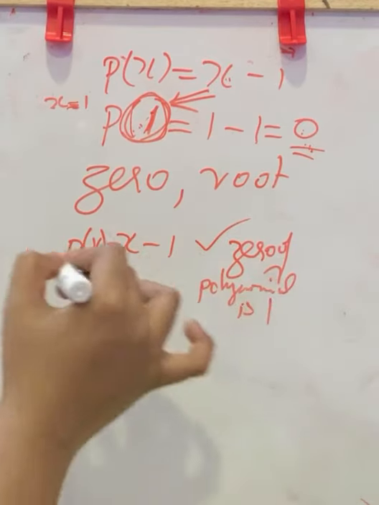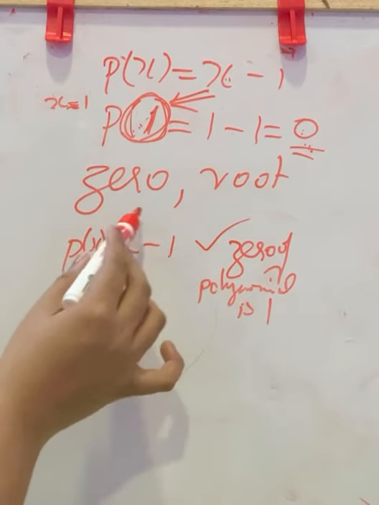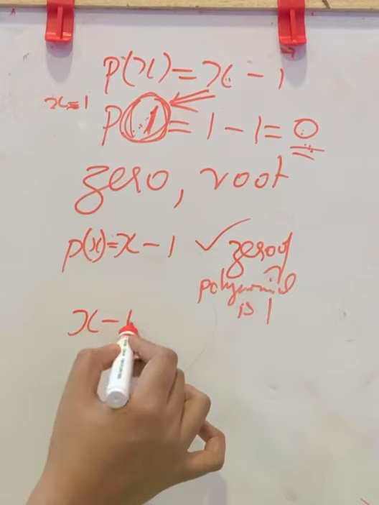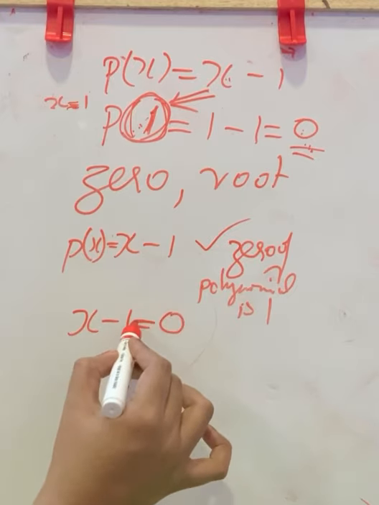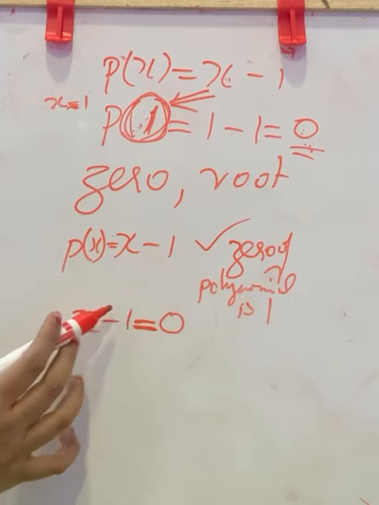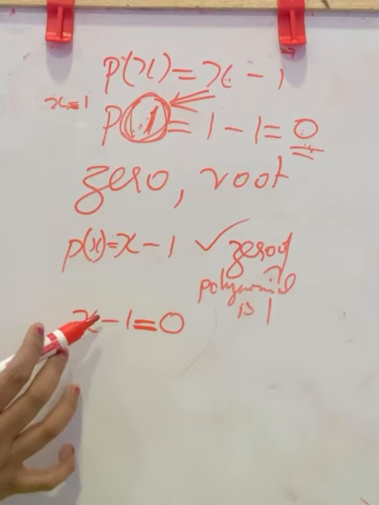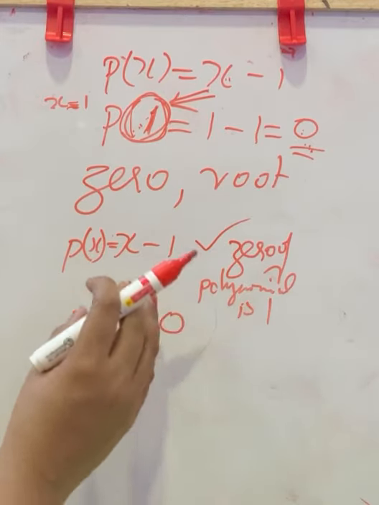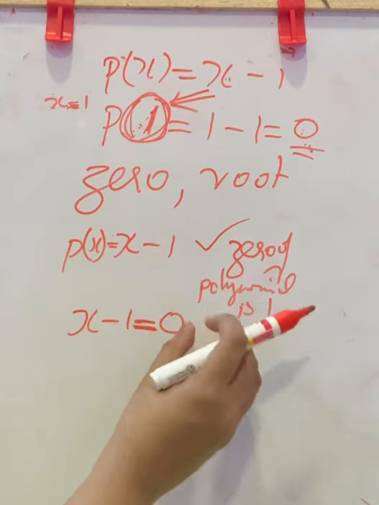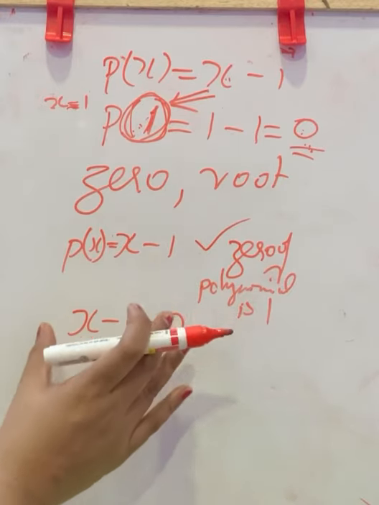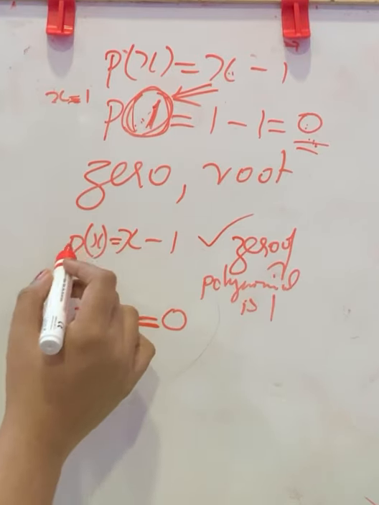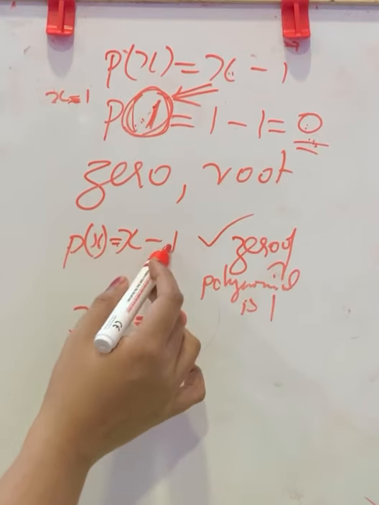Is 1. Now, if we are writing this polynomial function as an equation, that is x minus 1 equal to 0. Now, there is an equal sign. So, this is not a function, this is an equation. Whenever you see an equal sign and a result here in RHS, that is called an equation. This equal sign is for a function, that is p of x is equal to x minus 1.